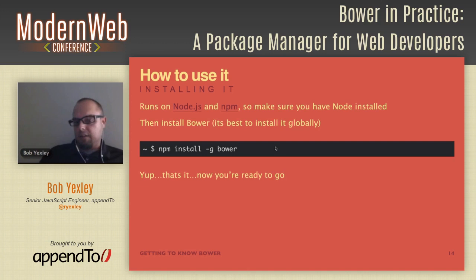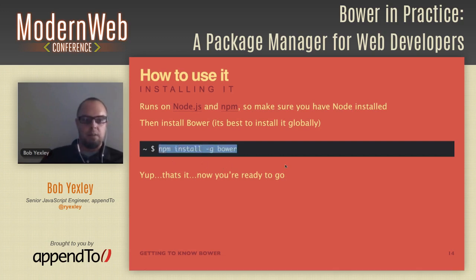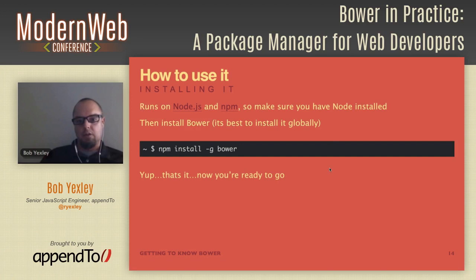It is what it is. Bower is useful whether you've got to install it with another package manager or not. It depends on Node. The nice thing about that is installing it with npm is really, really simple. You open up a command line, you execute npm install -g Bower. It's recommended that you install it globally, so it's available to all your projects. And that's it. You're ready to go.